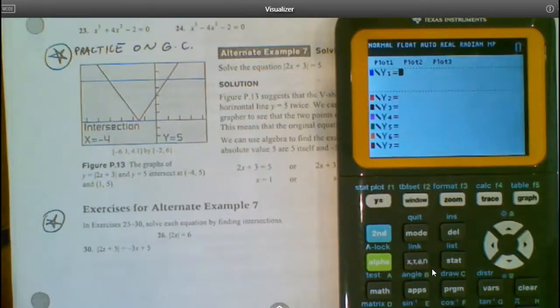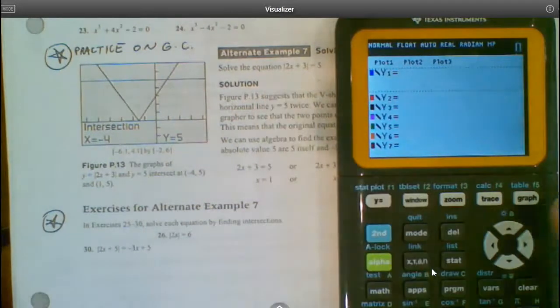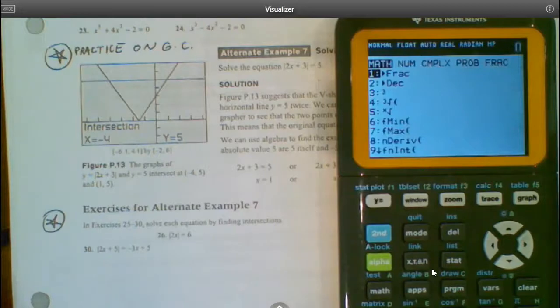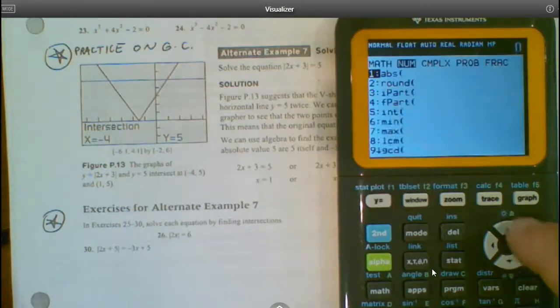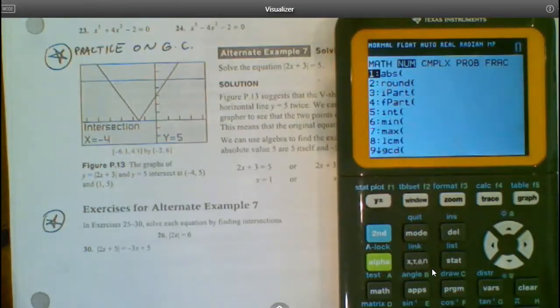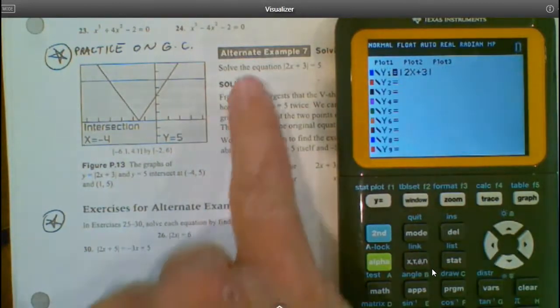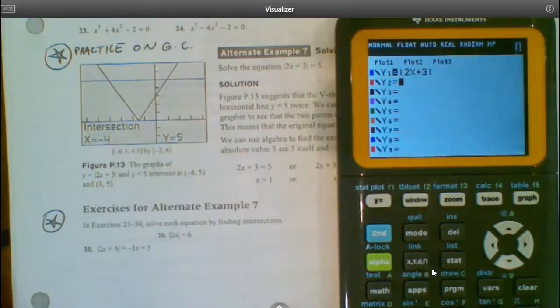Let me clear out this one. So I'm going to graph my first graph of 2x plus 3. So if you go under math, which is right here, and go to the right under the number column, the first option that says ABS is absolute value, so hit enter. Pulls up the brackets, and now I'm going to type in my 2x plus 3. And then I'm going to graph the right side of the equation, my 5, as a separate graph. That's just going to be a line, right? Y equals 5. And so we're going to go ahead and hit graph.